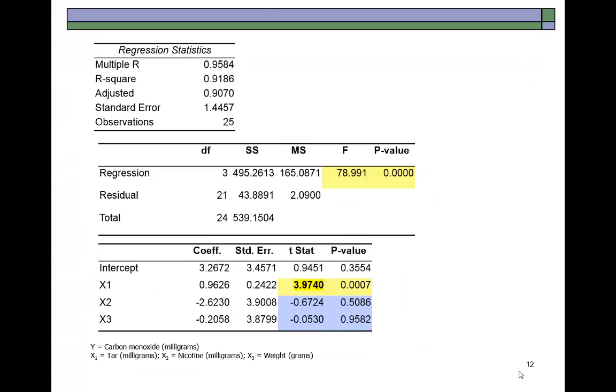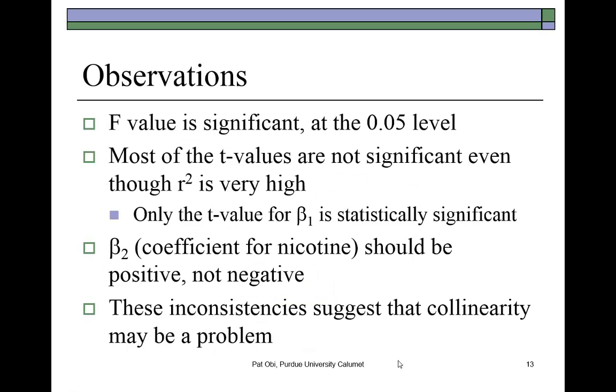Alright, first off, this is the basic regression output, which we've already interpreted, and this is the observation we've already made: as you can see, most of the t values are not significant even though R squared is very high, noting that only the t value for B1 is actually statistically significant. Those for B2 and B3 are not.